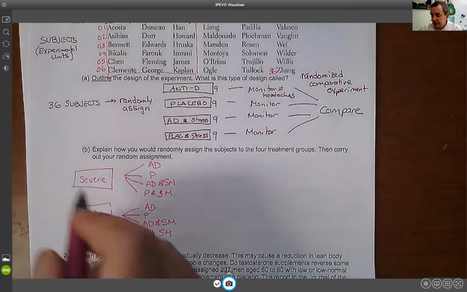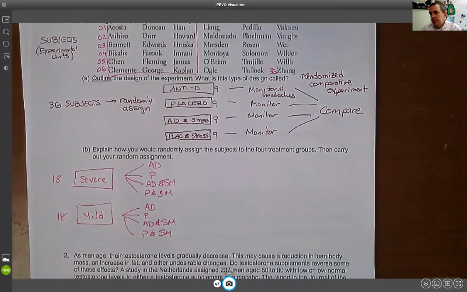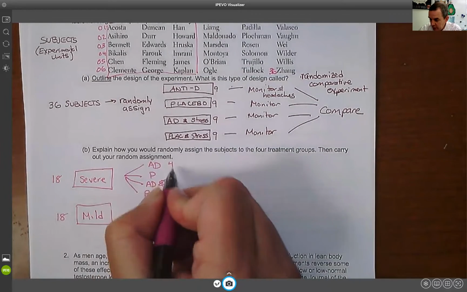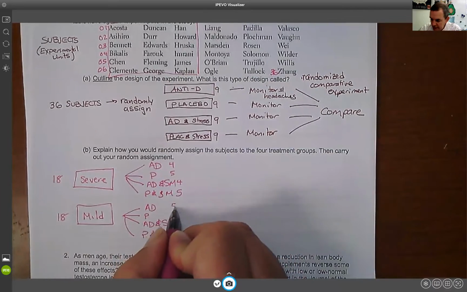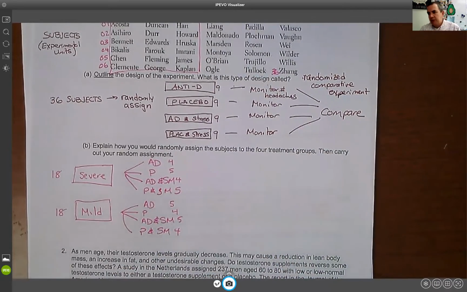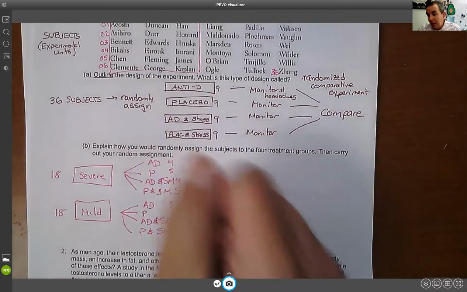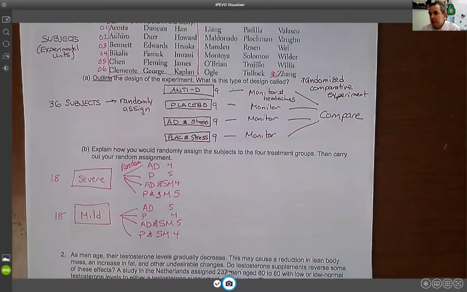And again, in this case, there'd be 18 for severe, 18 for mild, and somehow I try and make those groups as equal as possible. So it might be something along the lines of 4, 5, 4, 5, 5, 4, 5, 4. So it adds up to 18. But the numbers are roughly equivalent. And again, I would do a random process. There would have to be some randomness to this, names in a hat, whatever it would be.